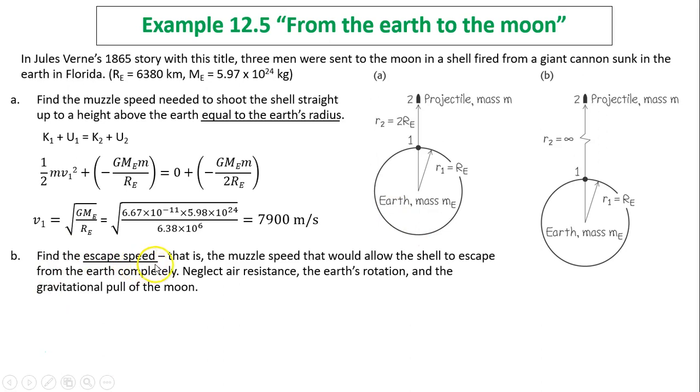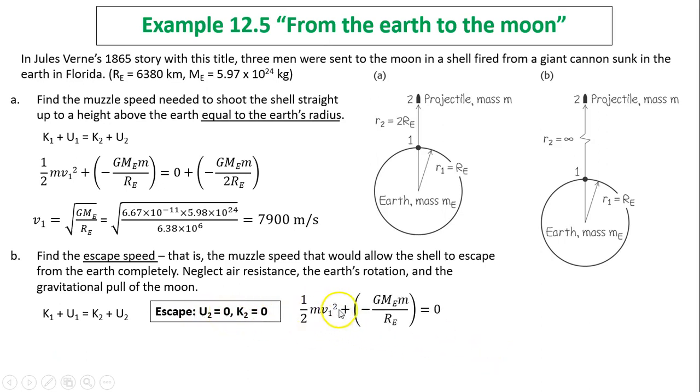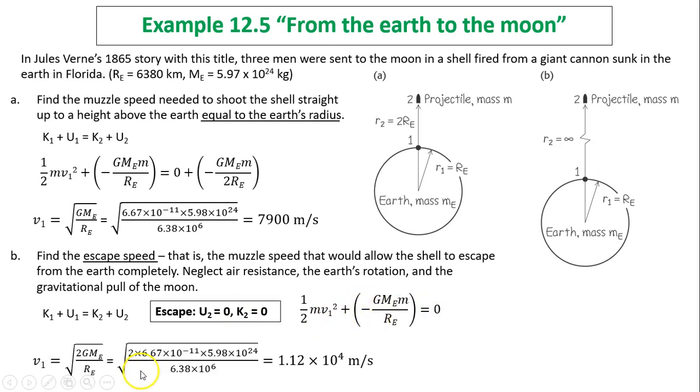Now, what is the escape speed? That is the muzzle speed that would allow the shell to escape from Earth completely, neglecting air resistance, the Earth's rotation, and the gravitational pull of the moon. So again, total mechanical energy is conserved. K1 plus U1 equals K2 plus U2. But escape out of Earth's atmosphere, what does that mean? That means K2 equals 0, and also U2 equals 0. So when you set that equal to 0, you can solve for v1.